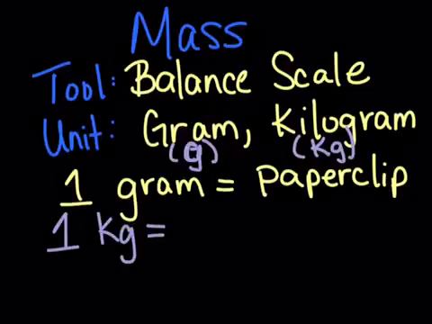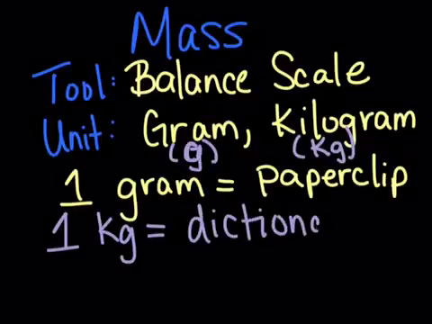you can imagine holding a dictionary. And remember, we said that mass doesn't change. It's based on how much matter is in an object. So a paperclip has 1 gram of matter in it, and the dictionary has about 1 kilogram.